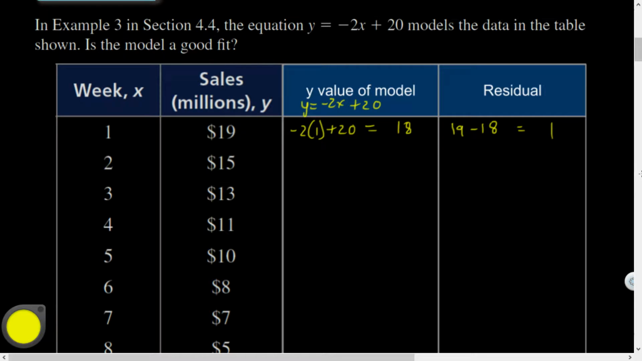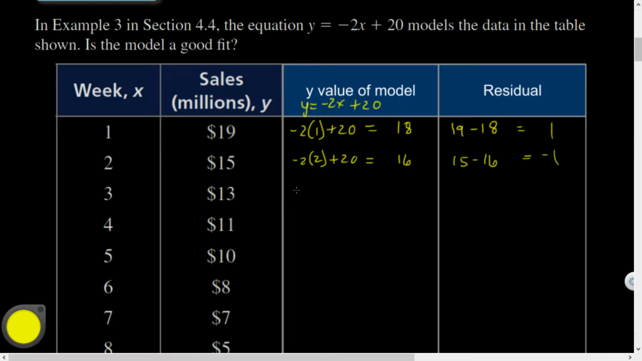Okay, so I'm finding out how far away the real point was from my predictive model. Let's find some more. Negative 2 times 2. I'm going to do some of this arithmetic fast, just for the sake of time, so we can get into more interesting things. Negative 2 times 2 is negative 4, plus 20 is 16. And I would have done 15 minus 16 equals negative 1. So in this case, it was actually under the line, right? That was a negative residual.